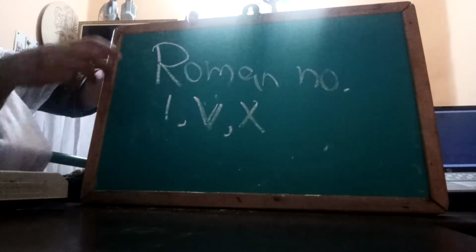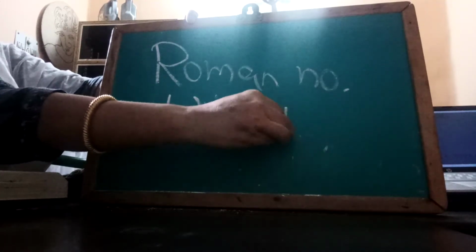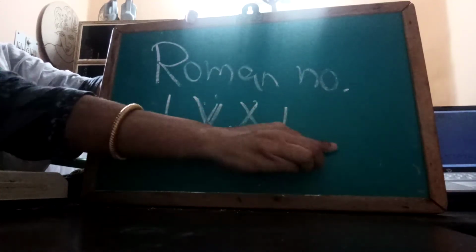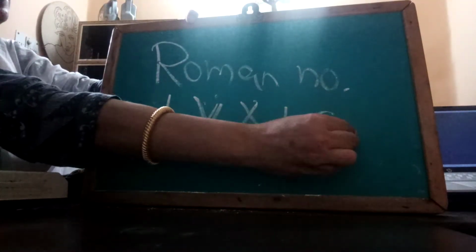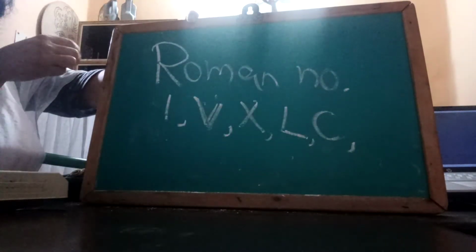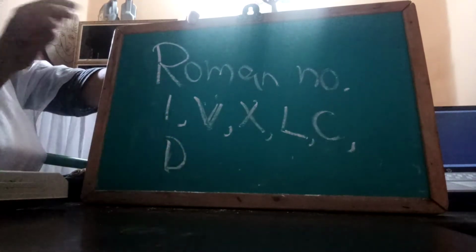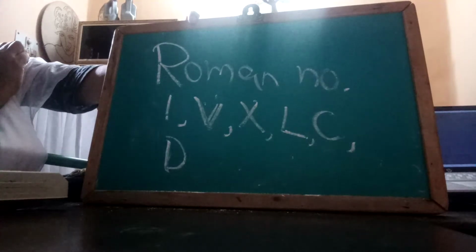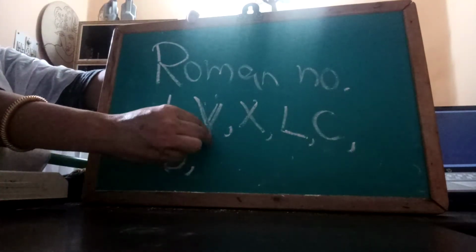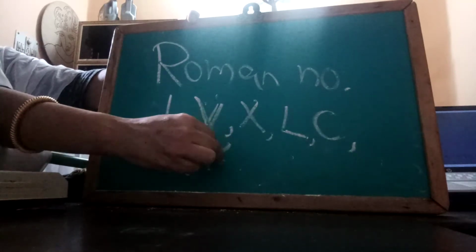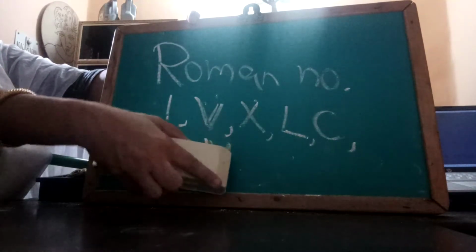And L denotes 50, C denotes 100, D denotes 500, M denotes 1000. For class 3, I hope you are able to understand.